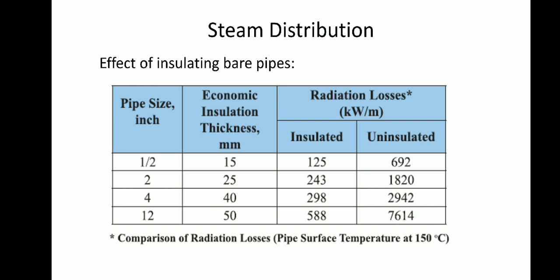And for the 2-inch pipe, we have 25 thickness of insulation to be done. Without insulation, the radiation loss is 1820. When the pipe is insulated, the loss is minimized to 243 kilowatt per meter. The comparison of radiation losses for 150 degrees Celsius temperature range.